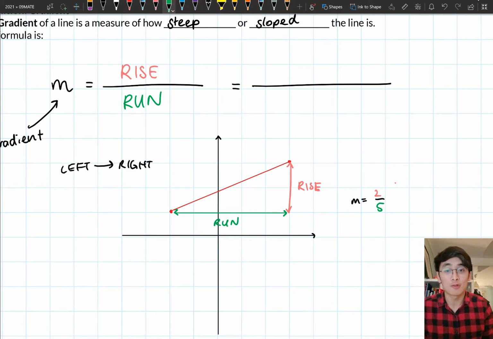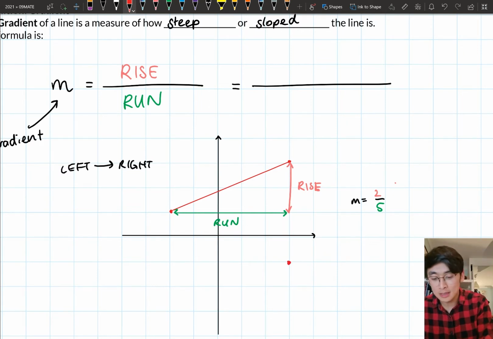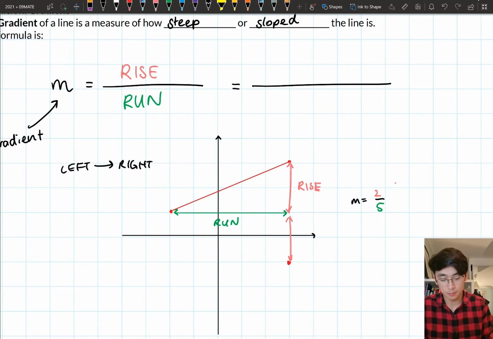Now, the reason why I say left to right is because sometimes you might be going downwards. And if it goes downwards, that means that the rise, instead of being a positive number, is going to be negative. So if my point instead was down here, that means that the rise would be a negative 2 units. So that's the formula we're going to be using.